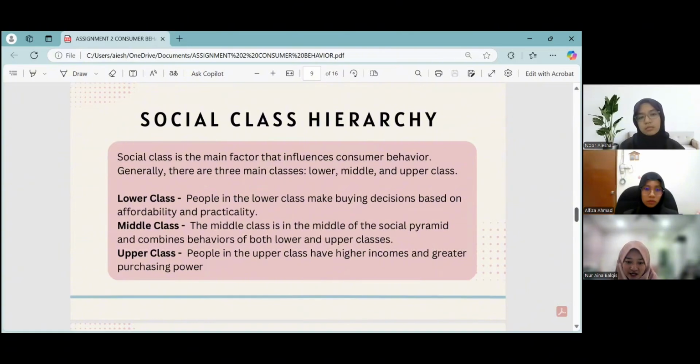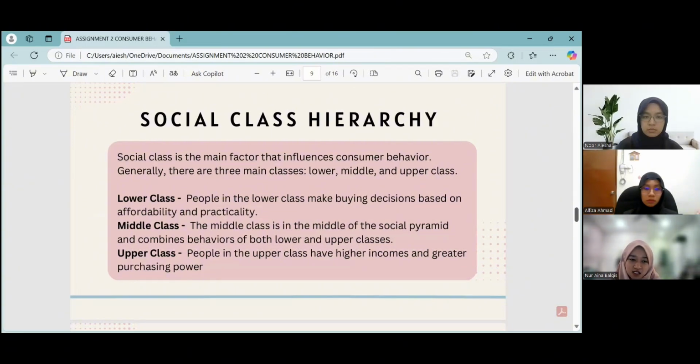Social class hierarchy. The primary determinant of consumer behavior is social class. It establishes brand loyalty, purchasing patterns, and interest and preference. The lower, middle, and higher classes are typically the three major classes in this rank. The consumption habits and purchasing behaviors of each of these groups differ.